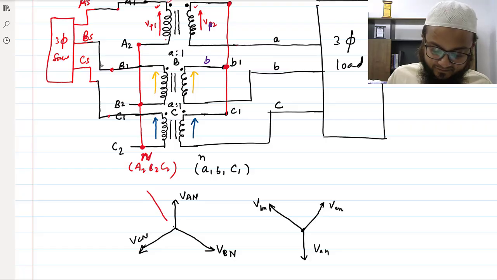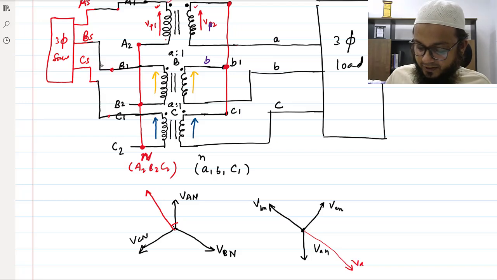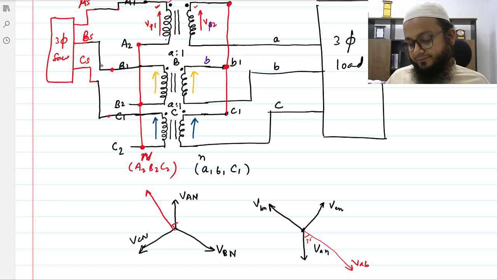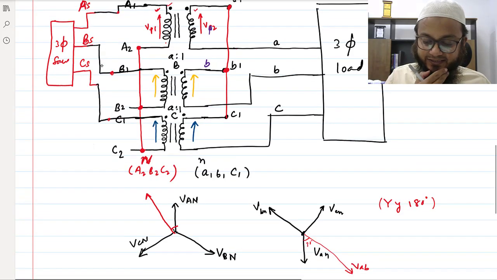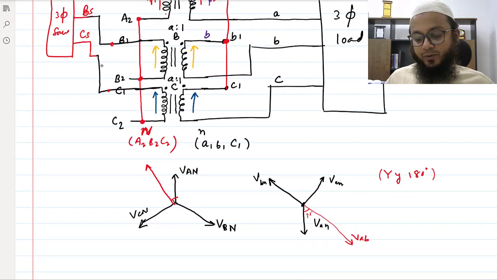Let's say if this is the line voltage at an angle of 30 degrees, for B the line voltage VAB would be here, at an angle of 30 degrees. So what we see is that the relative angle between these two is exactly 180 degrees, opposite to each other. They are at 180 degrees to each other. So this connection we can say is Y-Y 180 degrees. This was the case when we considered star-star.